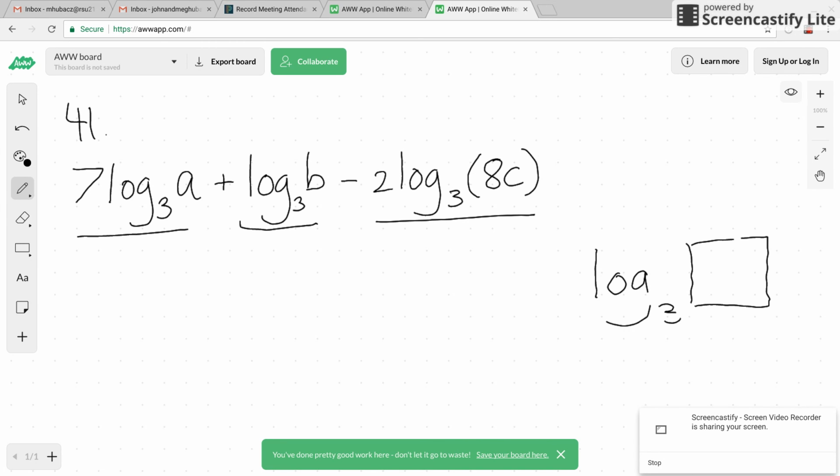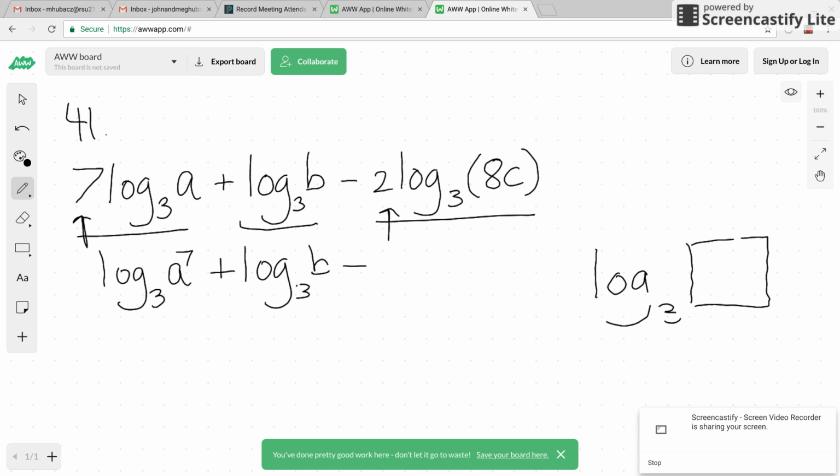So first thing I would recommend doing is taking care of these coefficients, so basically the 7 and this 2, and bringing those coefficients up as exponents. So an equivalent way of seeing this first term is to see it as a logarithm with a base of 3, and then the argument would be a to the 7th power. We don't really need to do anything with that second term because it's written in a pretty simplified form.